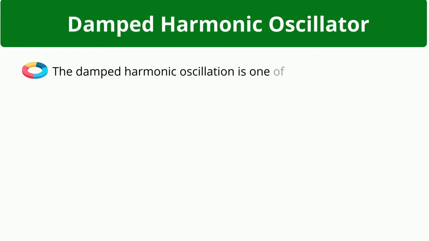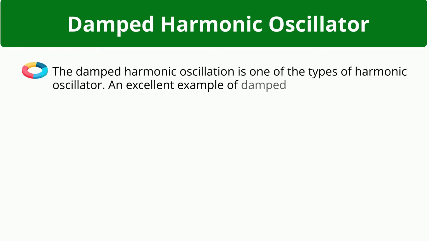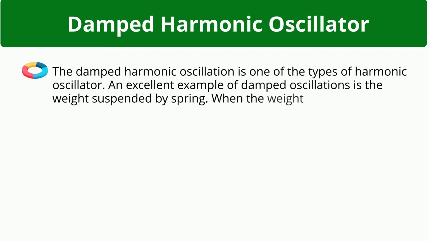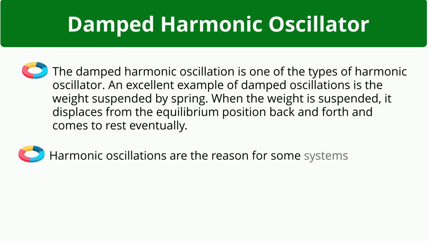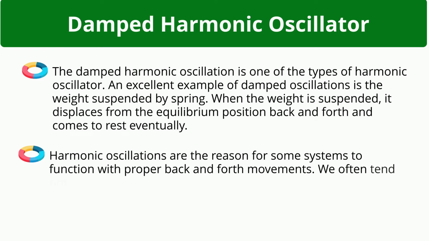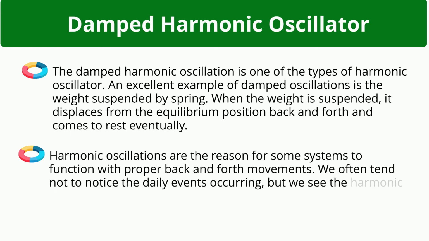The damped harmonic oscillation is one of the types of harmonic oscillator. An excellent example of damped oscillations is a weight suspended by a spring. When the weight is suspended, it is displaced from the equilibrium position back and forth and comes to rest eventually. Harmonic oscillations are the reason for some systems to function with proper back and forth movements. We often tend not to notice the daily events occurring, but we see the harmonic oscillations in them.